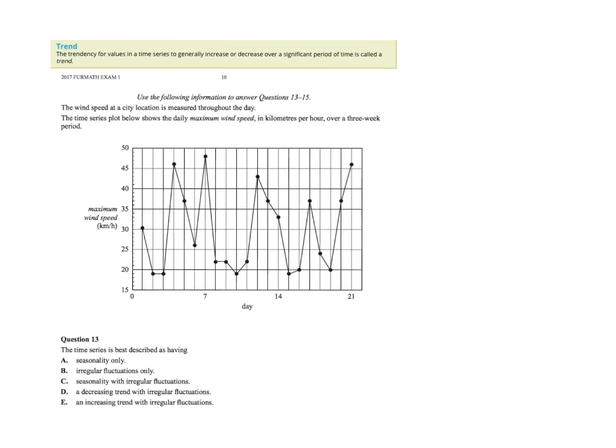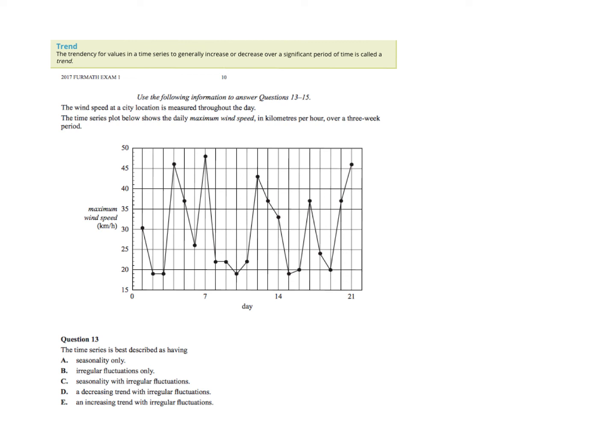All right, now let's look at this one. Just be careful. I've popped this in your notes. When we talk about upward and downward trends, the trend for values in a time series is generally an increase or a decrease over a significant period of time. So that means we need to see it over a long period. Up here, they want us to describe this time series. Now we have to be careful.